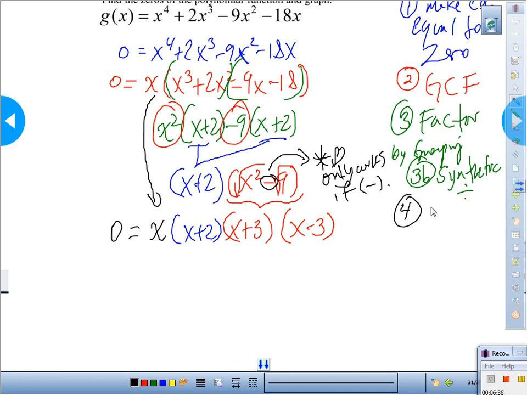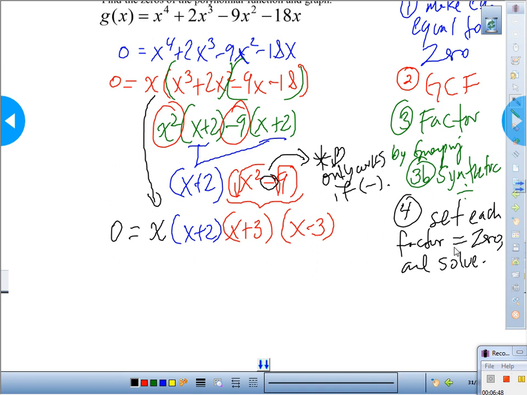Step number 4. We're going to set each factor equal to 0 and solve. Set each factor equal to 0 and solve. I'm going to give you guys as a team a problem. You're going to follow this process. If you follow the process to the T, you will get the correct answer. If you skip any of the steps, you're going to make a mistake. I'm giving you a heads up.